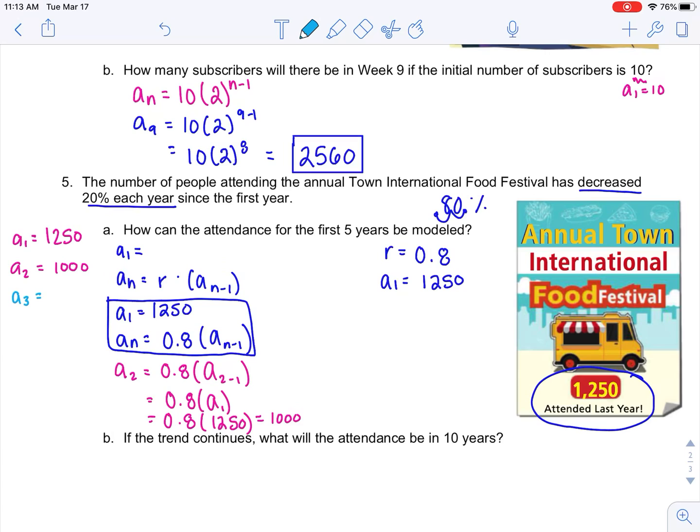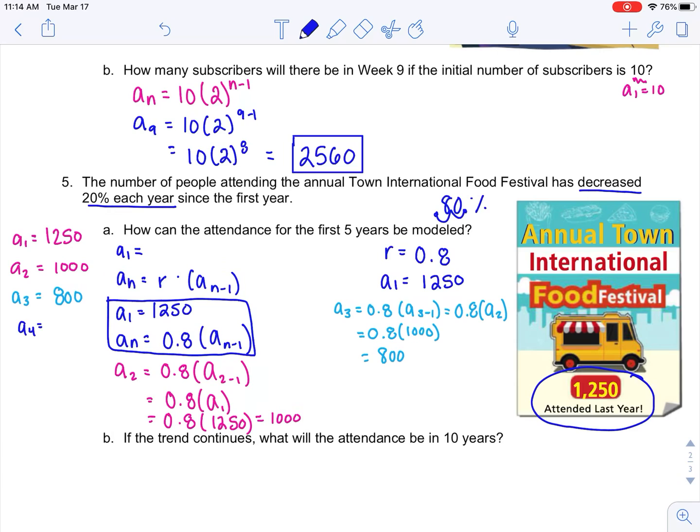Now we can use A2 to help us find A3. A3 is equal to 0.8 times A3 minus 1. So 0.8 times A2, which we found A2 was 1,000, so 0.8 times 1,000, which gives us 800.